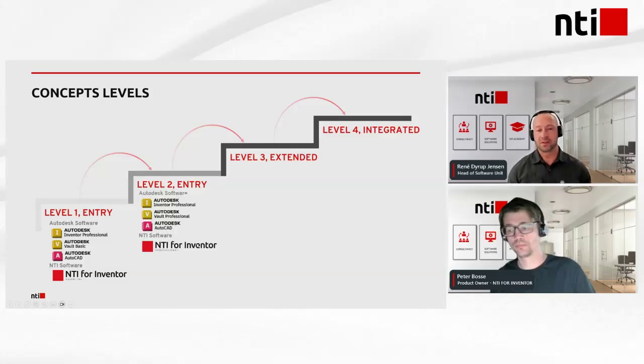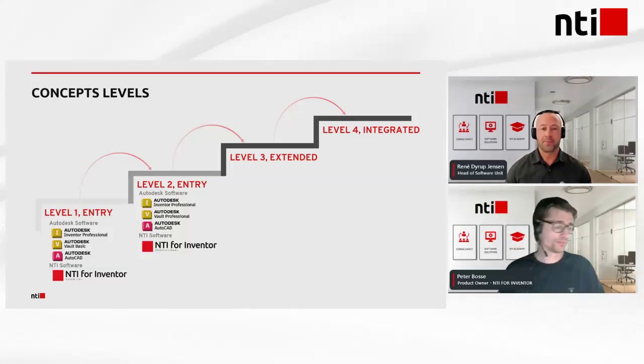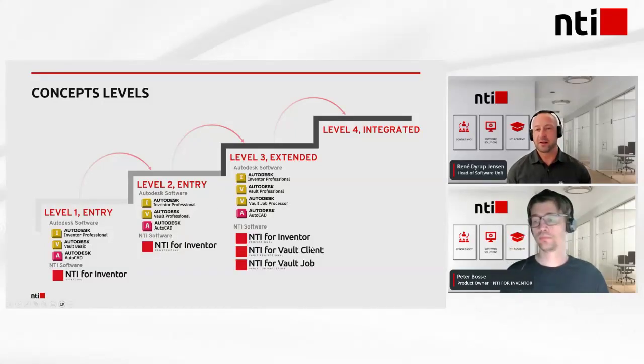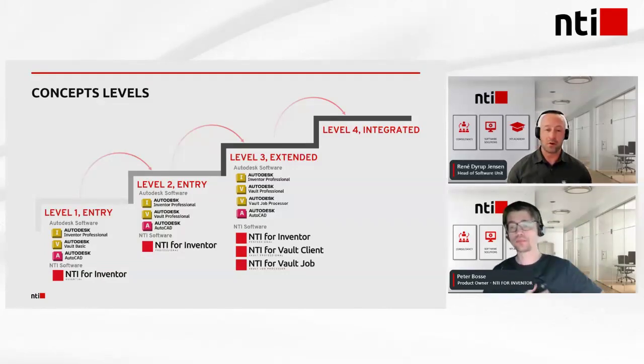And if we move up these different stairs, we will exchange some of the products. So on step 2, we have Vault Professional, we have NTI for Inventor, the Professional as well. So here we begin to have the semi-automatic approach, where we could do event-based publish of files, for example. With the extended, we move forward towards the automatic approach. So we have Vault Professional, we have the Autodesk Vault Job Processor, but we also have the NTI for Client and NTI for Job on top of it to ensure that when we begin to use a lifecycle approach inside Vault, we are in a very controlled process.